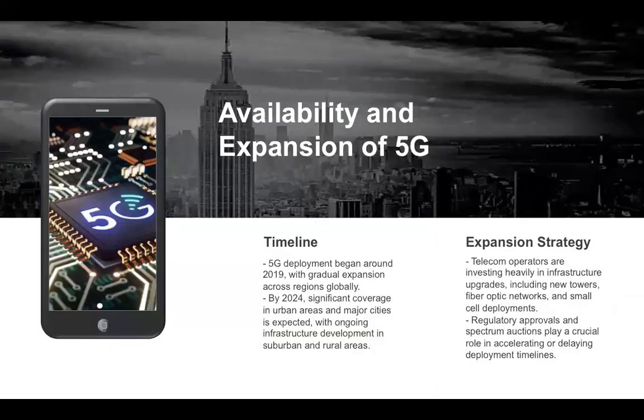Availability and expansion of 5G, which includes the timeline. Basically, the work on 5G development began around 2019, and it gradually expanded across regions globally. By 2024, significant coverage in some urban areas and major cities is expected, with ongoing infrastructure development in suburban and rural areas. As we have seen, Japan has already introduced 5G in its country.